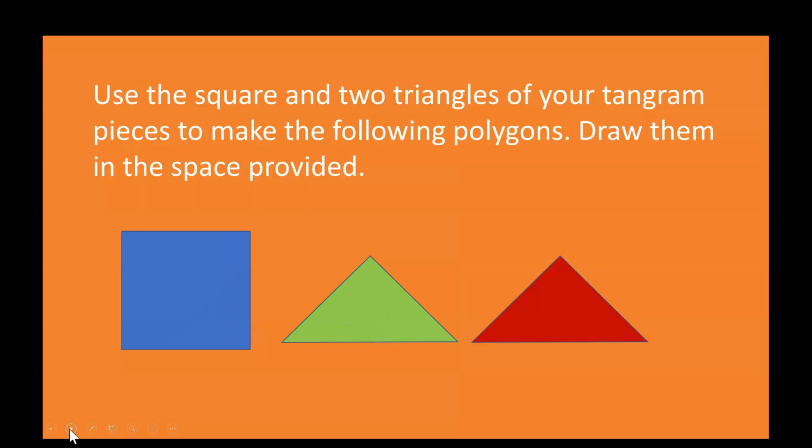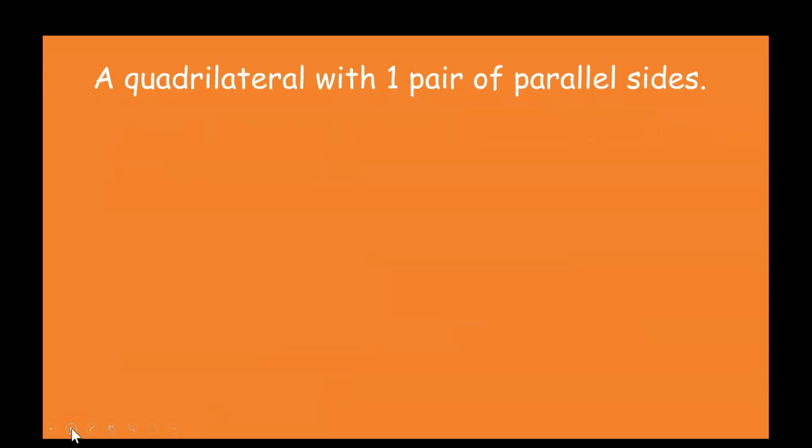All right, so we're going to make our own tangram. That's what that was called, a tangram. We're going to make our own, and we're going to be using a square and 2 triangles. So keep that in mind. So any of the following polygons that we put together, you'll need to use a square and 2 triangles. So on your whiteboard or piece of paper, draw a quadrilateral with 1 pair of parallel sides.